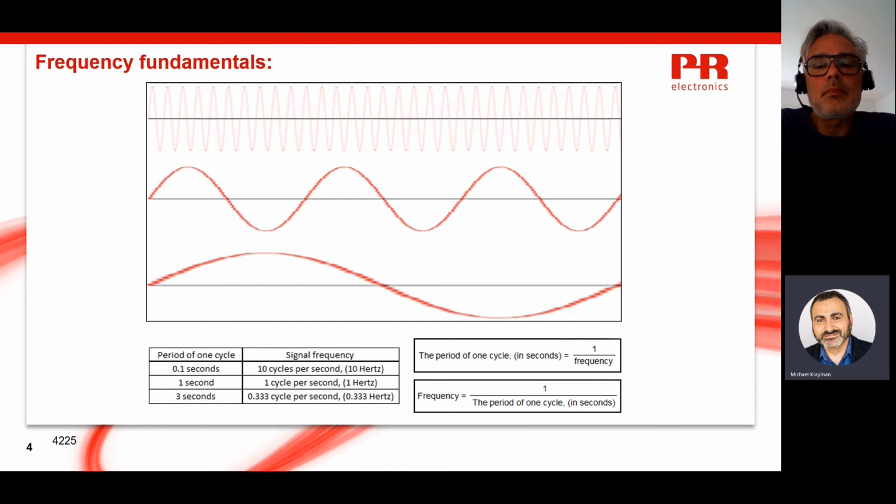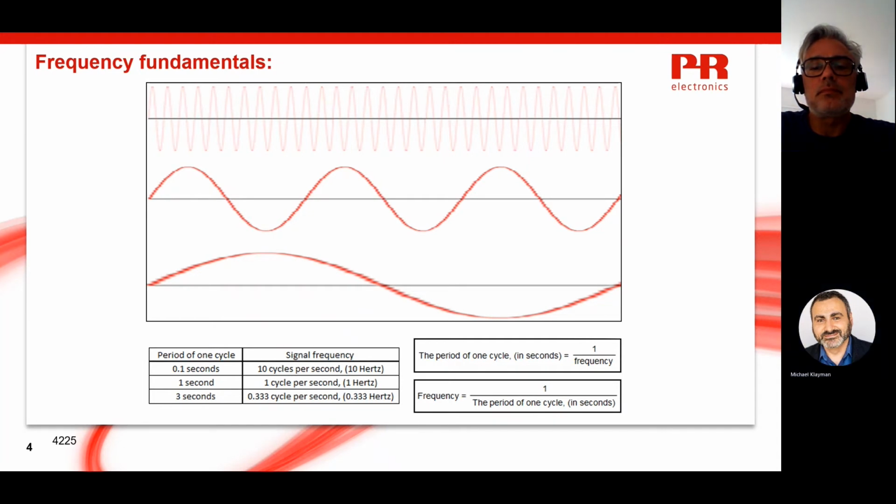You can see that there is an inverse relationship between the period of 1 cycle and the signal frequency, and that there are 2 simple formulas that describe this relationship. The period of 1 cycle in seconds equals 1 divided by the frequency. Frequency equals 1 divided by the period of 1 cycle. So, if you know the frequency of a signal, you can easily determine the period of 1 cycle. And if you know the period of 1 cycle, you can determine the frequency of the signal.